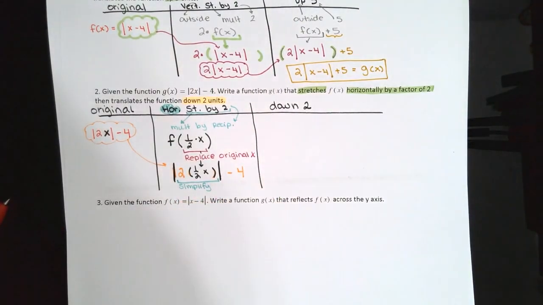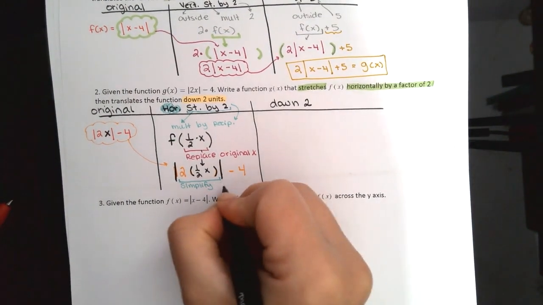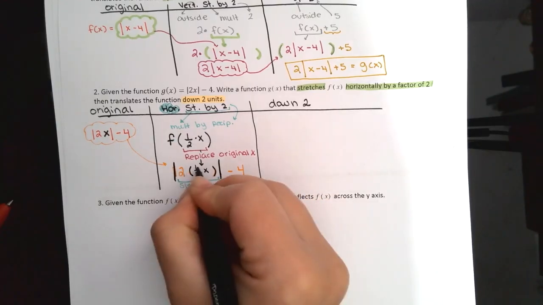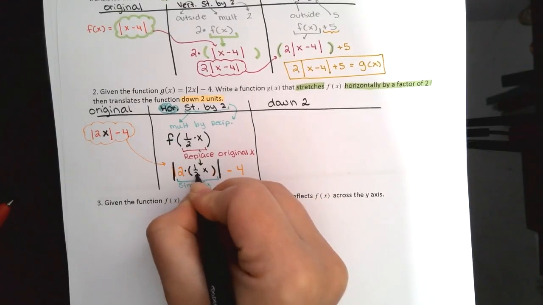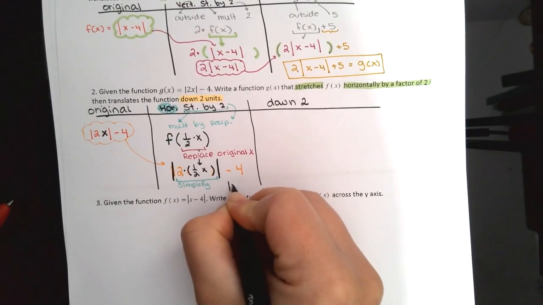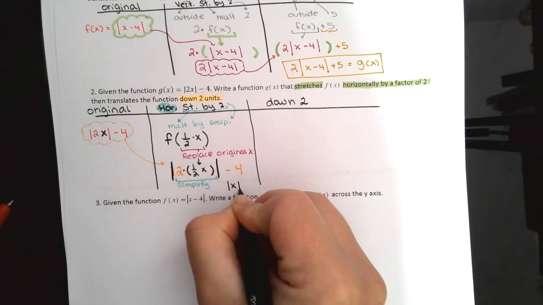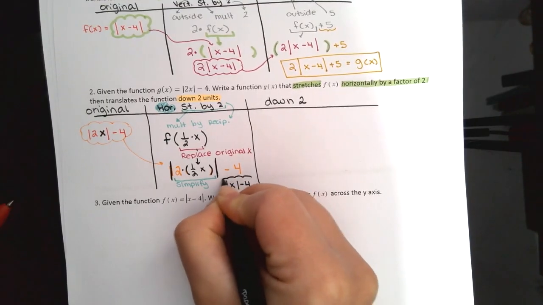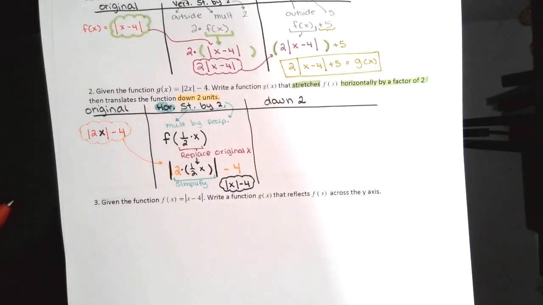I am writing a little bit on the larger side, so I'm not sure if I'm going to have space. I'm going to have to squeeze it in. All right, so we got 2 times 1/2, which is just 1, so maybe I do have space. Absolute value of x minus 4, put that in the thinking bubble. That's our simplified version.